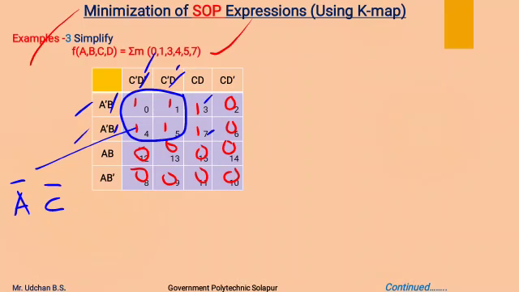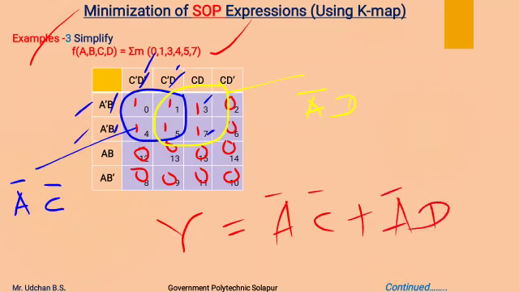Now these two ones are not encircled, so we are going to involve these remaining two ones in a quad with the ones which are involved in the first quad. So this will give an equation as a bar d. So we will get the final equation as y is equal to a bar c bar plus a bar d. This is how we can solve the example.